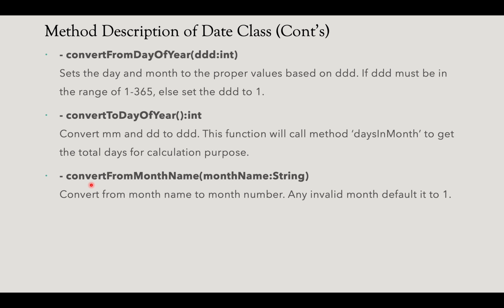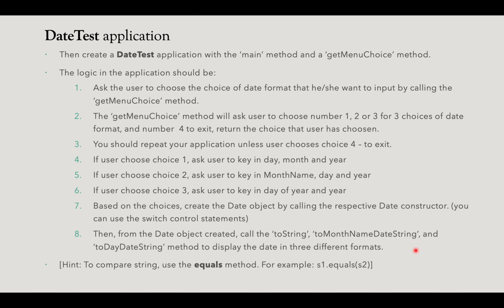Then we have this convert from month name. You will convert from the month name to the month number. Any invalid month, default it to 1. So these are all the methods that we will create later on, one by one. After you create your date class, we're going to create a date test application to test out the date class that you created, to see whether it is working or not. So this is for testing purposes.